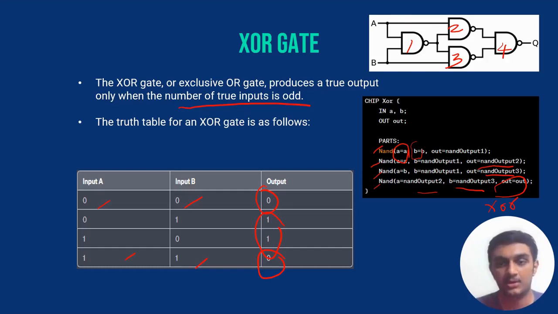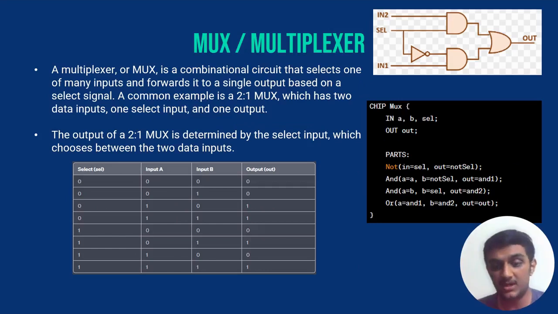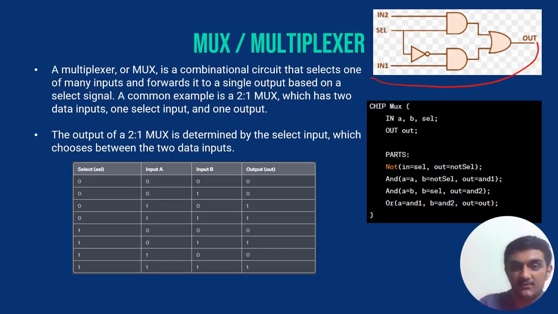Moving on next to the multiplexer. A mux, or multiplexer, is a combinational circuit that selects one of several inputs and forwards it to a single output based on a select signal. A common example is the 2:1 mux, which has two data inputs, one select input and one output. The output of a 2:1 mux is determined by the select input, which chooses between the two inputs. I think looking at the truth table and the circuit diagram, we can figure out the VHDL code that has to be implemented in NAND2TETRIS.